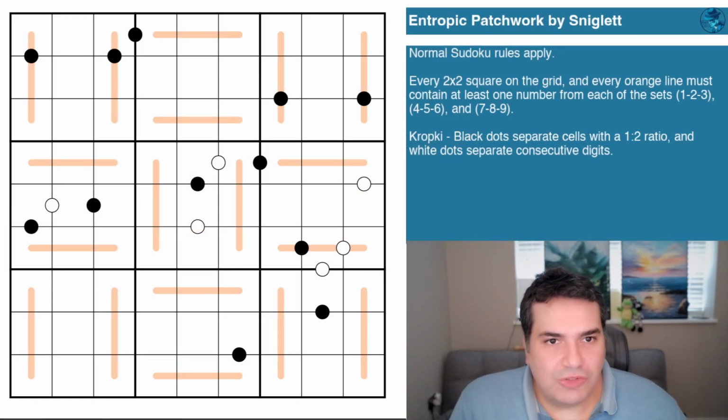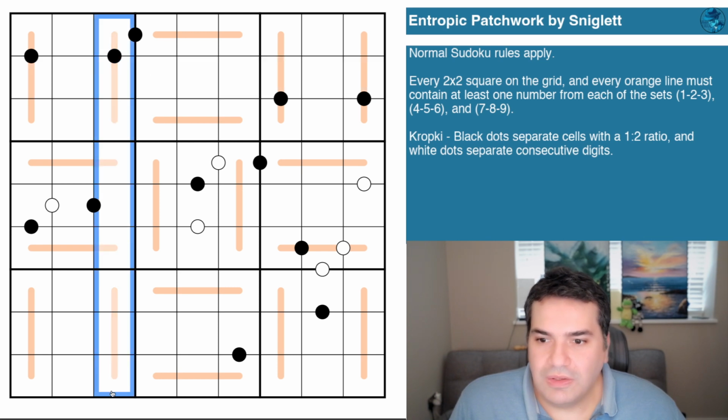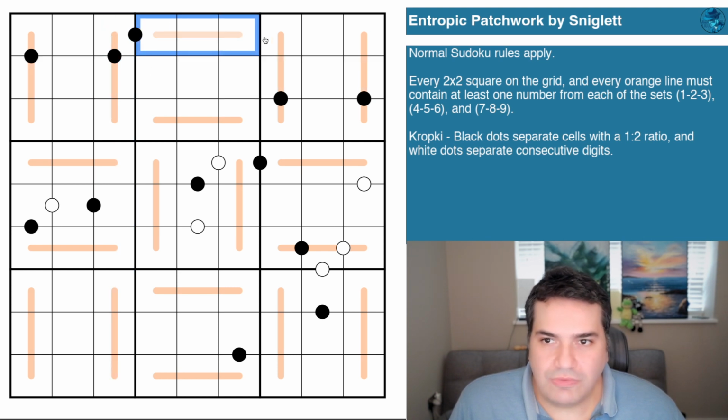We have Entropic Patchwork by Sniglett and the following set of rules. So first off, we know normal Sudoku rules apply. So that's the digits 1 to 9 in every row, such as this one, every column, and every 3 by 3 box. Clearly that cell is not part of a 3 by 3 box. This is a 3 by 3 box.